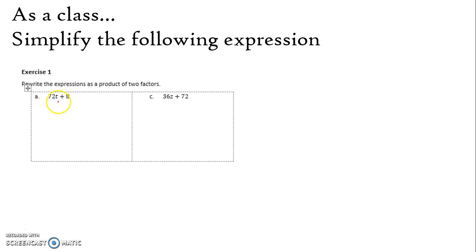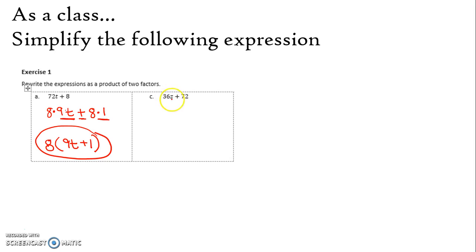So right here, I'm going to guess 8 is the common factor. So I'm going to rewrite 72 as 8 times 9, times t plus, how can I break down 8? 8 is the same as 8 times 1. What factors do they have in common? Well, they have a common factor of 8. What am I left with within parentheses? 9t plus 1. How can I check that I did a nice job? I could always distribute back through. 8 times 9t is 72t, plus 8 times 1 is 8. All right, let's try the next one.